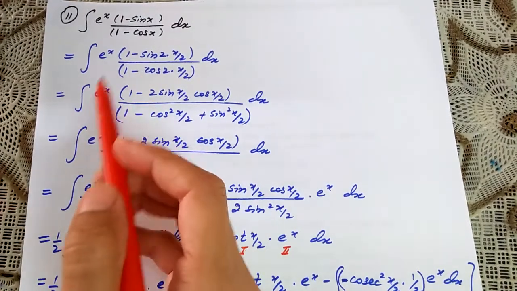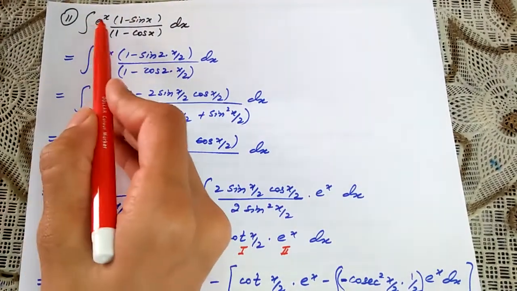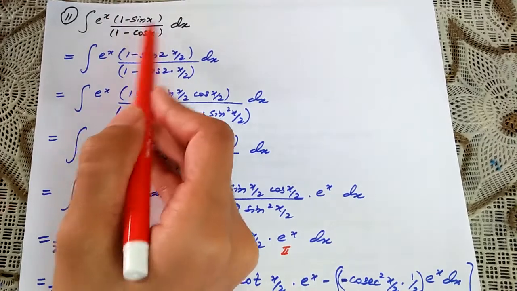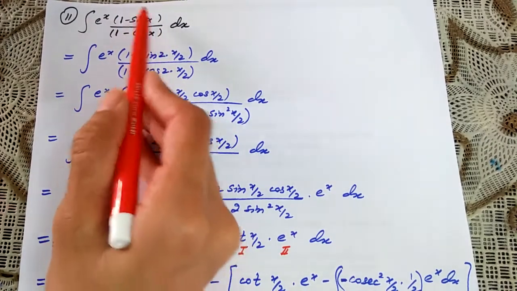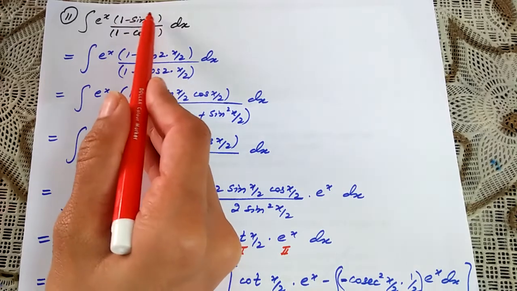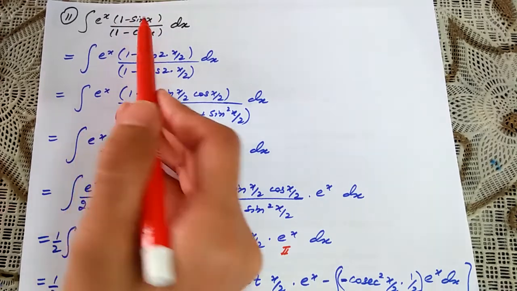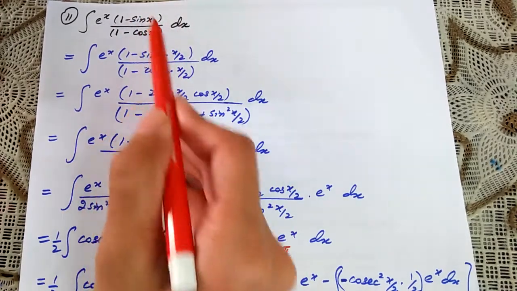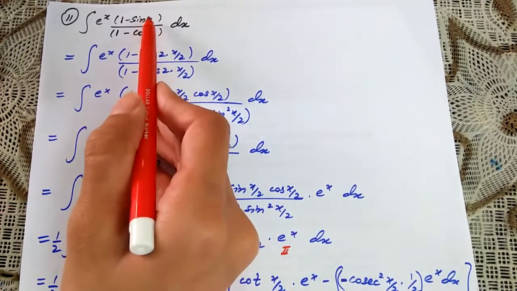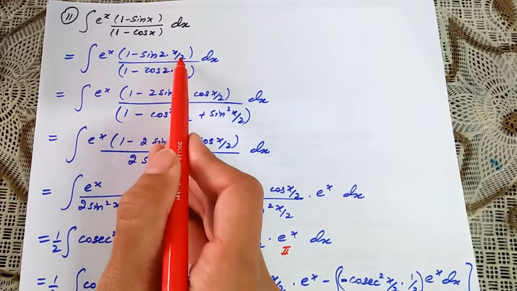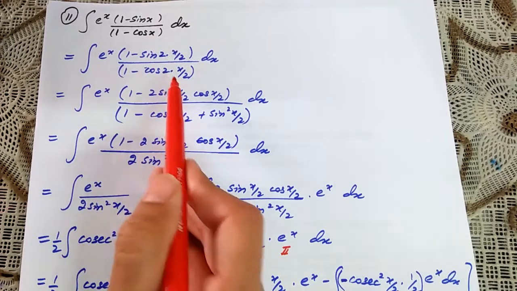Exercise 4.3, question number 11. Integrate e raised to power x into (1 minus sin x) over (1 minus cos x). We can simplify this function by breaking this x into a half angle. That is, we can write x as 2 multiplied by x by 2. Just replace x with 2 multiplied by x by 2, and here also.